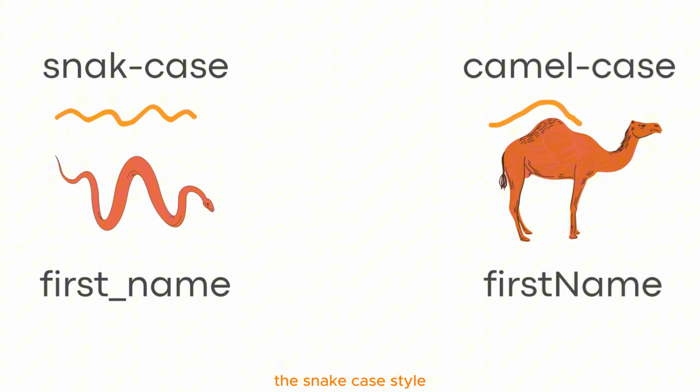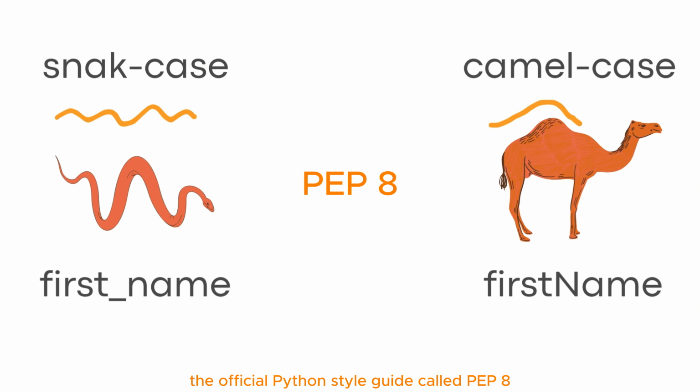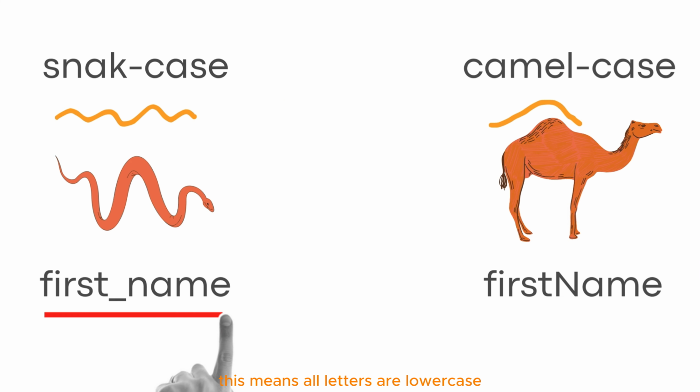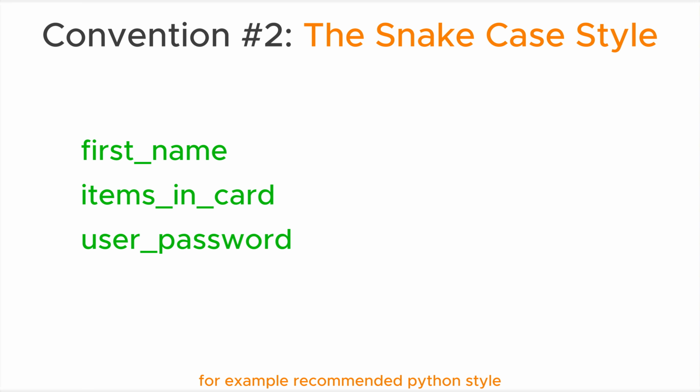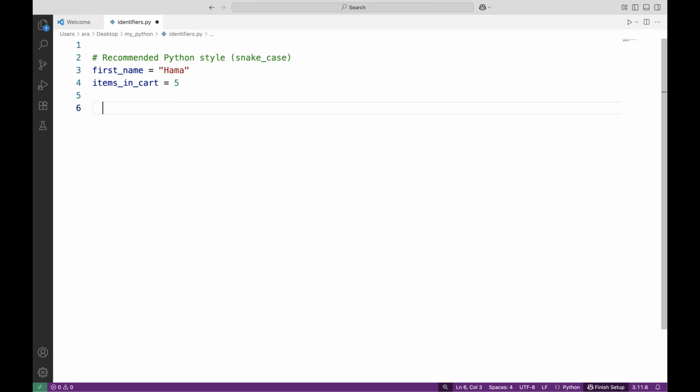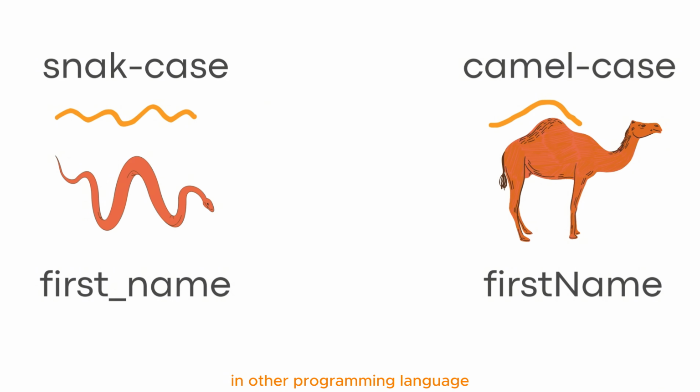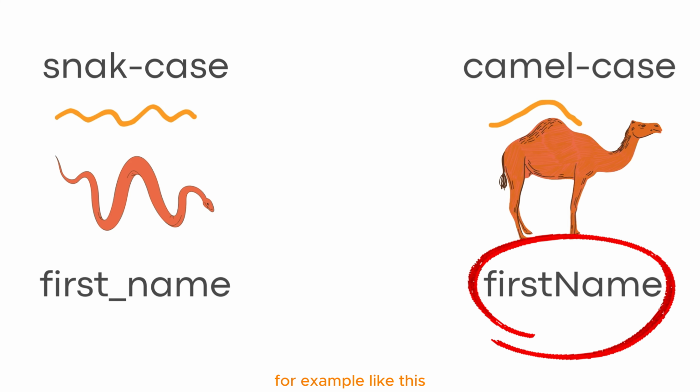Convention number two, the snake case style. The official Python style guide, called PEP 8, recommends using snake case for variable and function names. This means all letters are lowercase and words are separated by an underscore. For example, recommended Python style, snake case. first_name equal to "Hama", for example. items_in_cart equal to 5. In other programming languages, for example like Java, they use camel case, for example, like this.